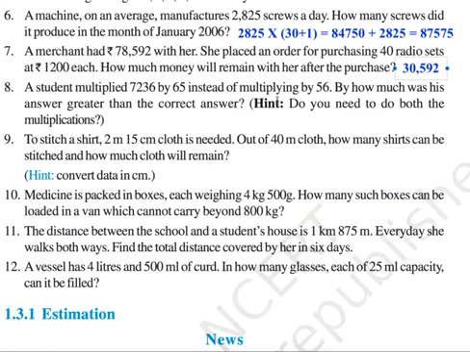A student multiplied this by 65 instead of multiplying by 56. By how much is his answer greater than the correct answer? You need to do both the multiplication? No. You need not do both the multiplication. Just need the difference number, right? So 7236 into 65 minus 56. This much only will be more, right? So 7236 into 65 minus 56 is how much? 9. You're saying that is 9. Oh, right. 9 I am writing it as 10 minus 1. Okay. So this is going to be 72360 minus 7236. Okay.